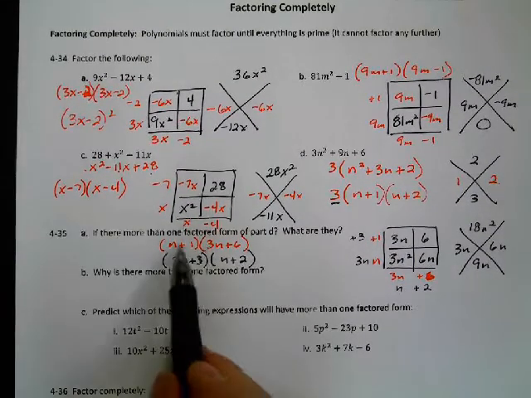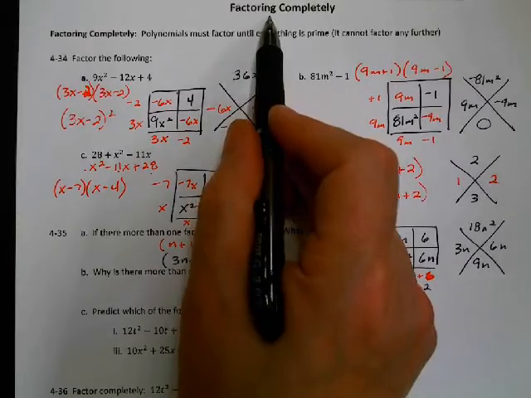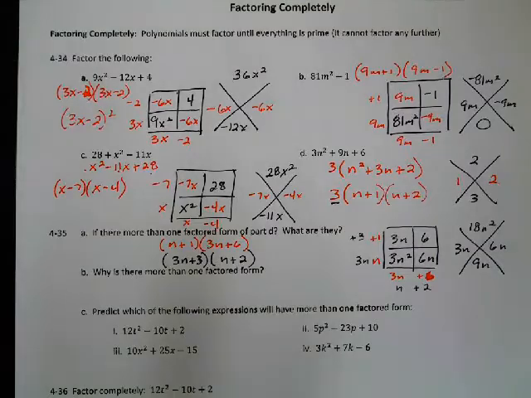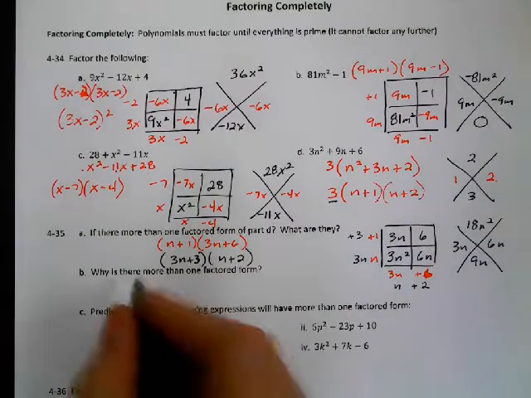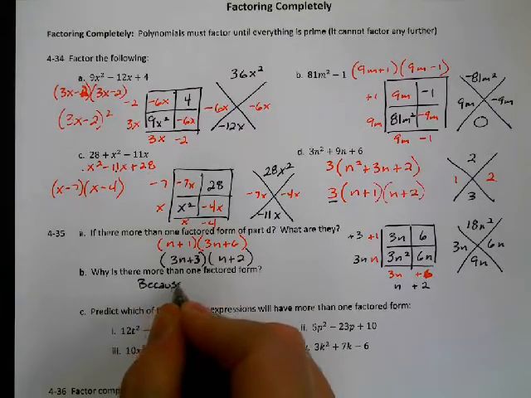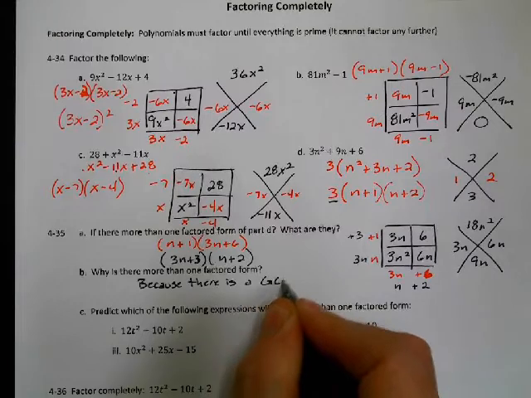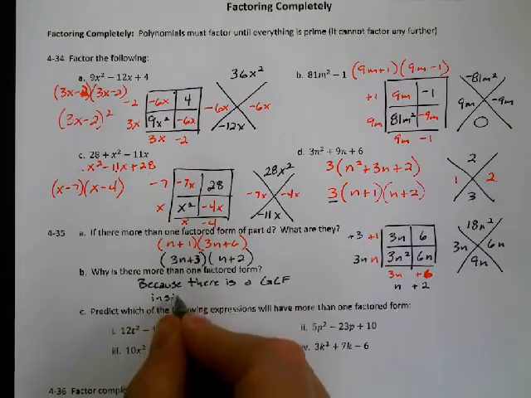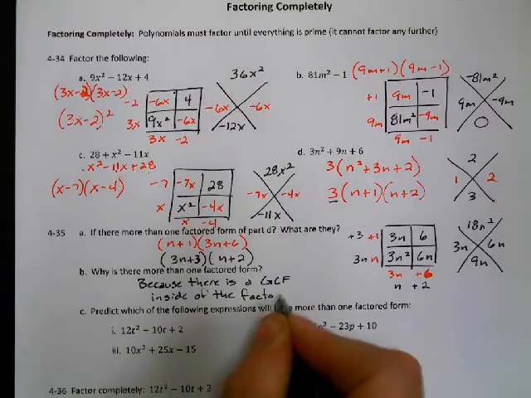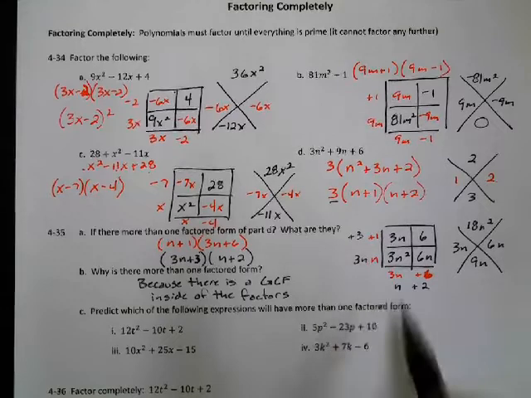These are not fully factored. They're not factored completely like we're trying to do here. If you still have factors inside, they're not factored completely. So there's more than one form because there's a GCF inside of the factors. If you get your GCFs out of there, then there's only going to be one way to factor. You're not going to be able to factor it multiple ways.